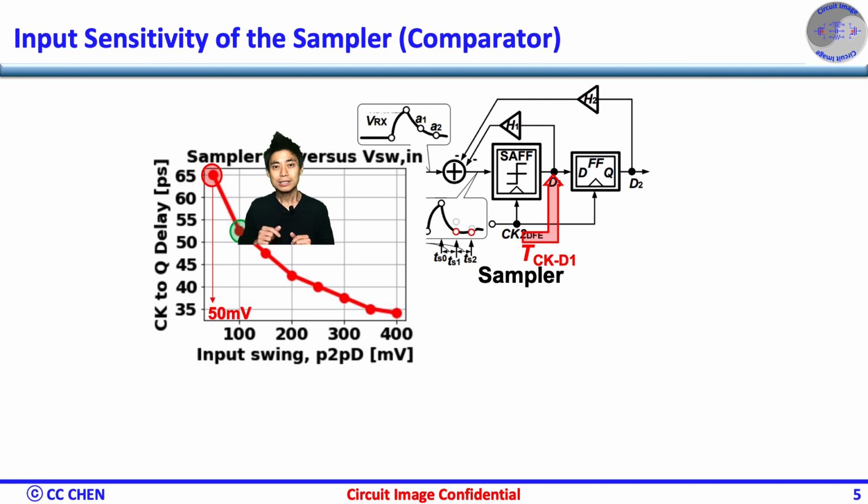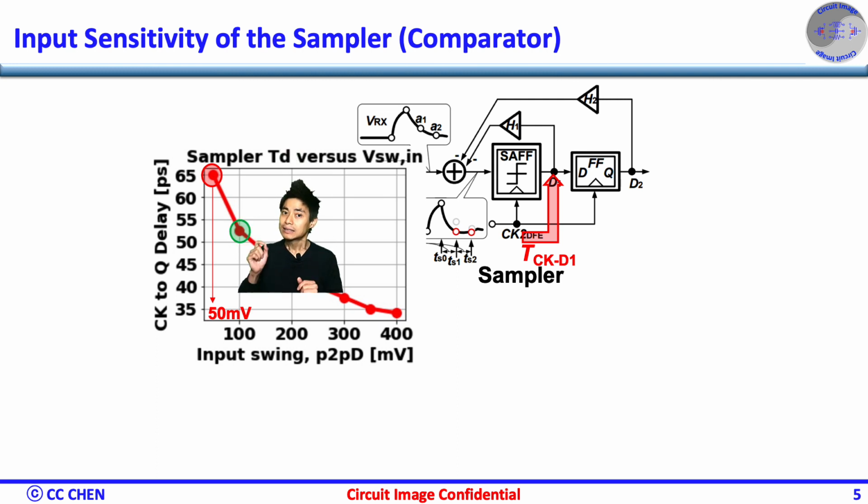Therefore, if your SerDes is targeting a data rate beyond 10 gigabit per second at the loss greater than 30 dB, you must apply the active CTLE to provide enough AC gain, at least 10 dB, to boost the input swing of the sampler to around 100 mV. This will be the first necessary case of an active CTLE.